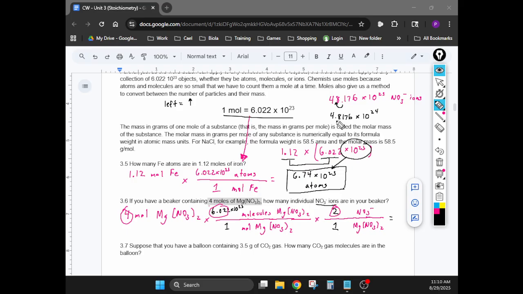If you moved it 2 times to the left, it would be 25, 3 times 26, and so on and so forth. If you moved it to the right, then that means the number would go down. So if you want to make a note of that, you guys can. If you move the decimal to the left, the exponent goes up. If you move it to the right, it's going to go down. And then the units of measurement are still going to be the same. So NO3 minus ions.